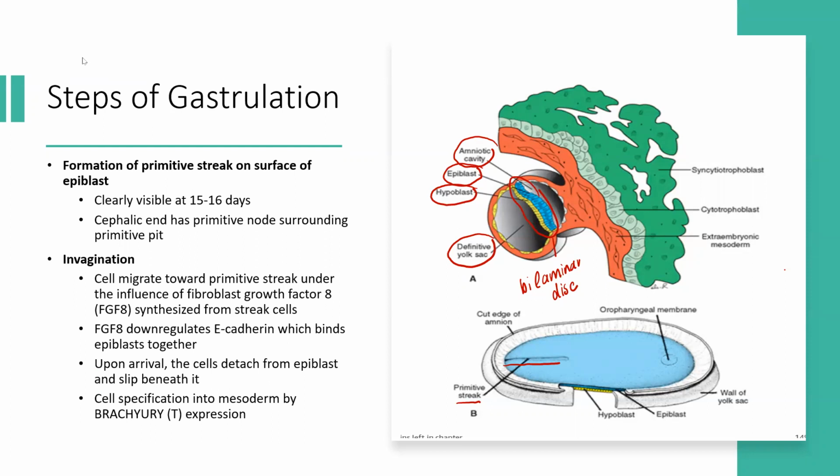And this gives a means of orientation because the cephalic end of the disc has the primitive node that is surrounding the primitive pit. So here is the primitive node here. So then this would be the cephalic end with the oropharyngeal membrane. And over here is the caudal end.